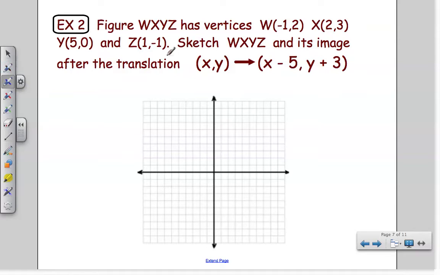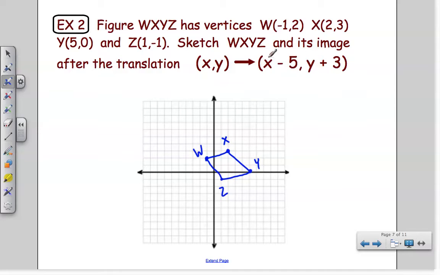I guess the first thing is I'll put the original shape on here. W is at -1, 2. X is at 2, 3. Y is at 5, 0. Z is at 1, -1. Alright, so I'm just going to make this quadrilateral here. Cool. Alright, now I'm undergoing this translation.